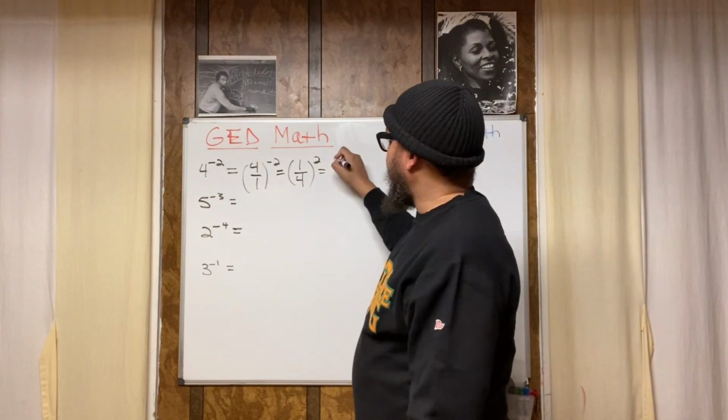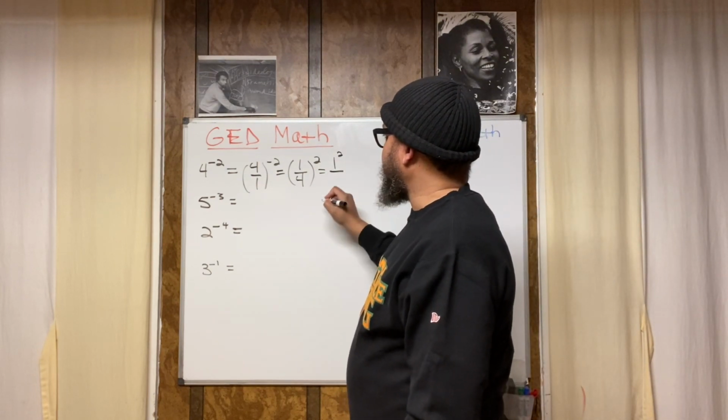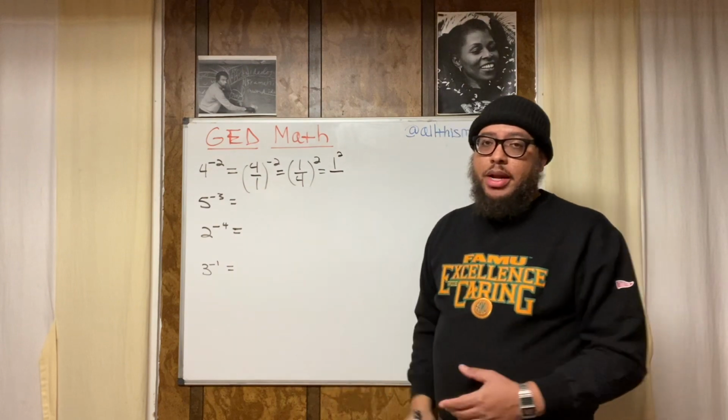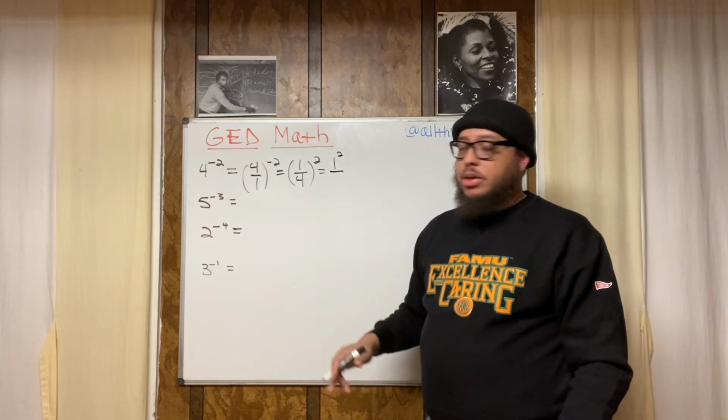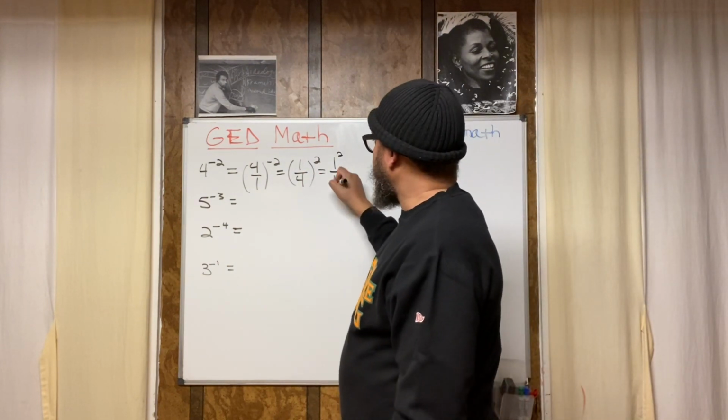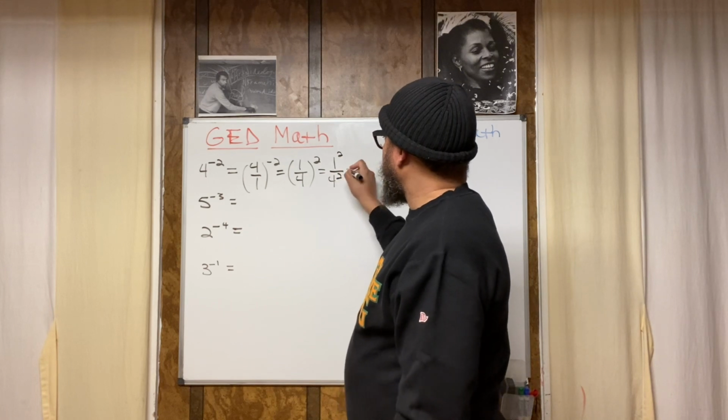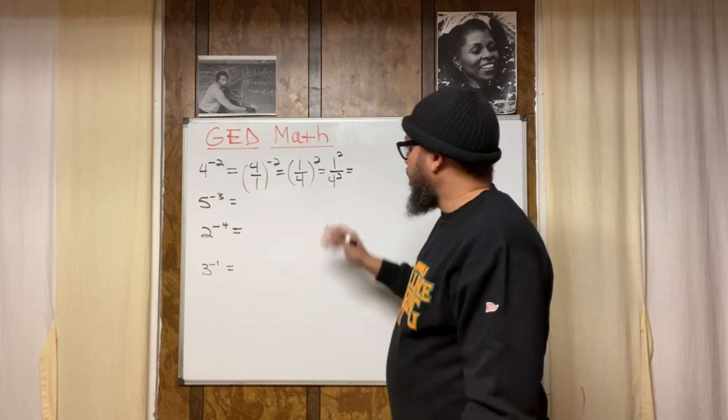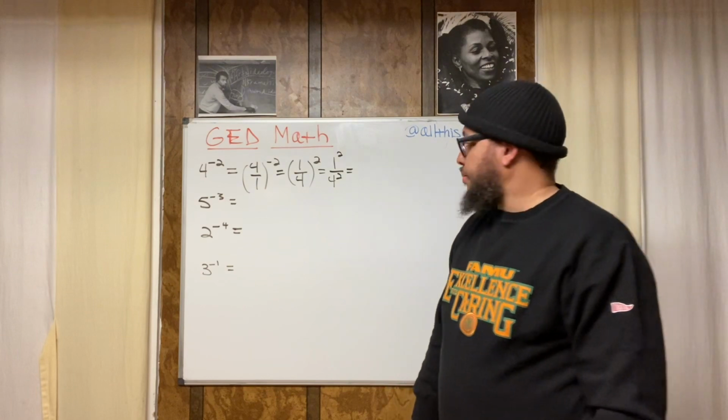So that's really, let me show you all the steps. 1 to the second power. This 4 has an invisible 1 exponent. So that's 4 to the first power. So that's 1 times 2. So we got 4 to the second power. So we got 1 to the second power on top. We got 4 to the second power down the bottom.